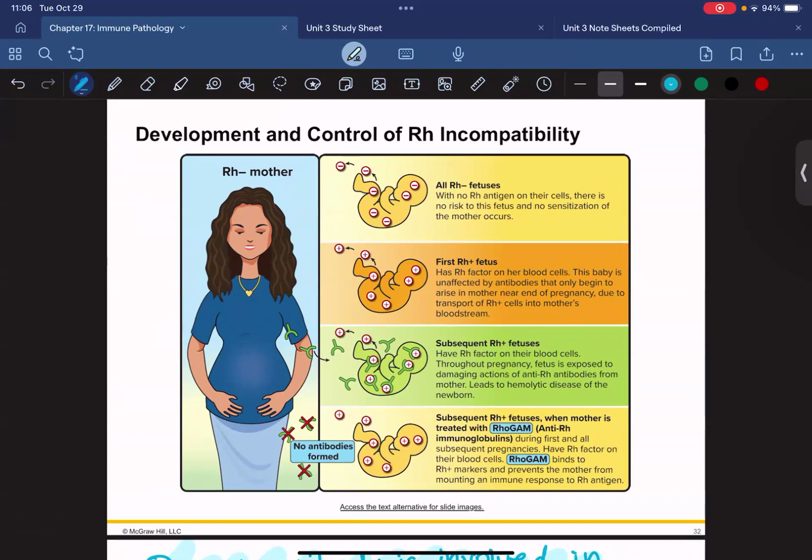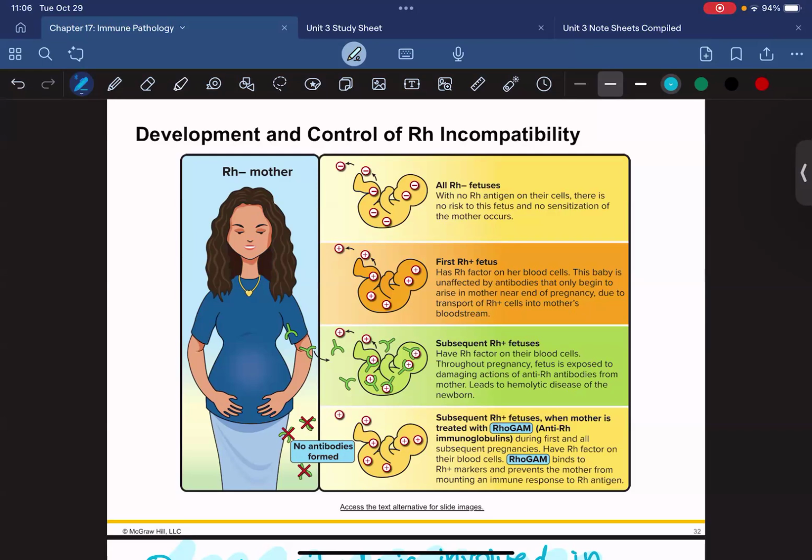Right. So RhoGAM is essentially a gamma globulin. It's an antibody that's going to block the antibodies that the mother would make to the fetus. Yeah, potentially, yes. The shots do themselves. Yes, the treatment itself does, but the antibodies should just be doing their job after that and protecting just fine.